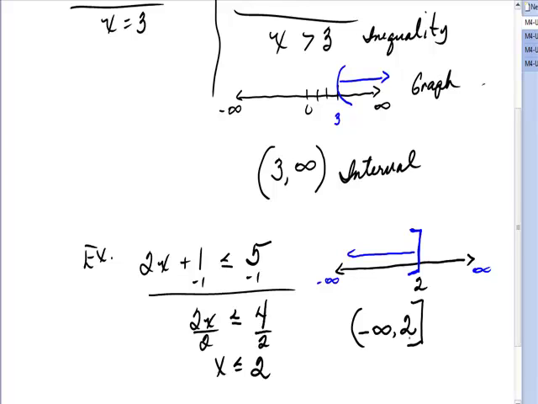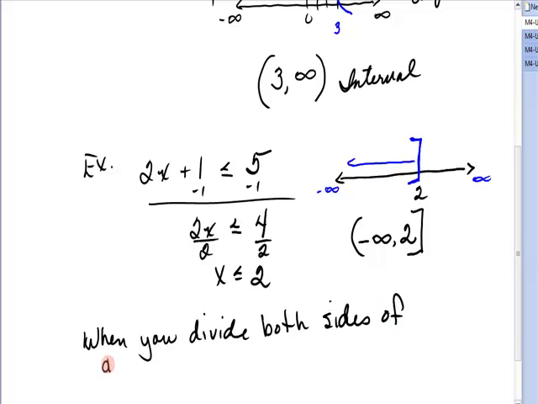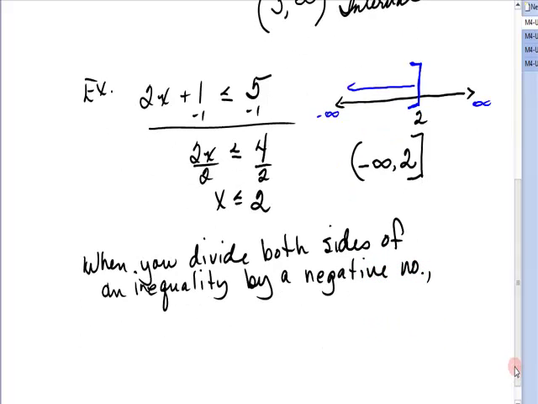So we will talk more about this. There's one other thing that you need to know. When you divide, and it's true for multiplication also, but we won't be doing that, both sides of an inequality by a negative number, the inequality symbol reverses.